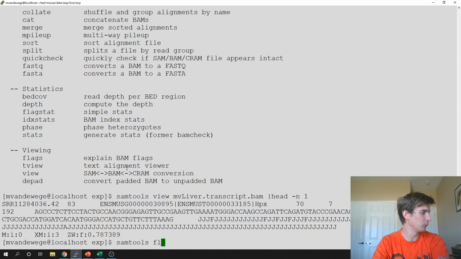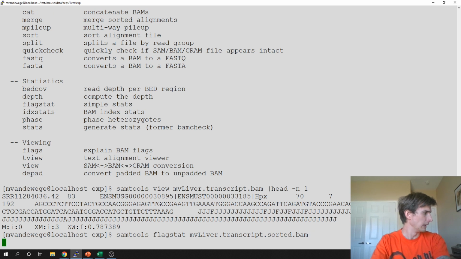So if I do this samtools flagstat, it's going to take a while to read through this entire file. It will take a couple of minutes.